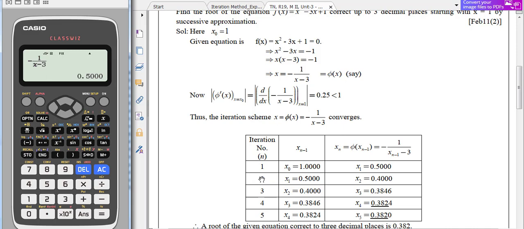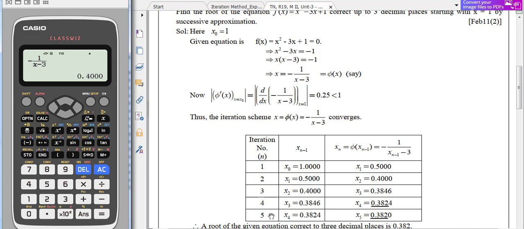Then for the next iteration, the iteration number will be equal to 2, and then xn minus 1 will be x1, which is 0.5, and then xn will be x2, which is equal to phi of x1. So once again use the calculator where phi of x is available, press the calculate key, provide the x value as 0.5, and then the calculator gives the value as 0.4. Like that you proceed to calculate the successive approximations of the root, and you terminate the process when two successive approximations coincide in the first 3 decimal places.